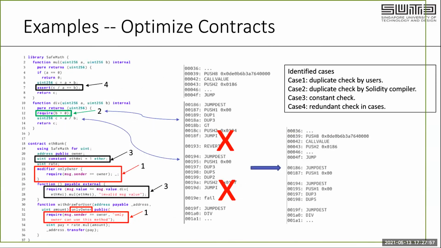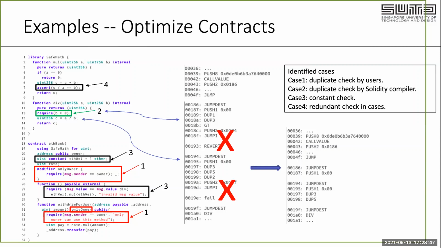The last work is optimization of smart contracts. The target of this work is to reduce gas consumption without damaging the security of smart contracts. As shown in this example, there are 4 kinds of cases identified for optimization. The first one is a double check by users with modifier and requirement in function withdraw for user. These 2 checks are obviously duplicates. The second one is introduced by the Solidity compiler, which inserts checks to avoid zero divisor by default, which overlaps with the require statement here.